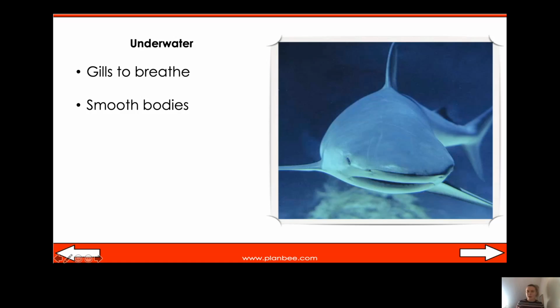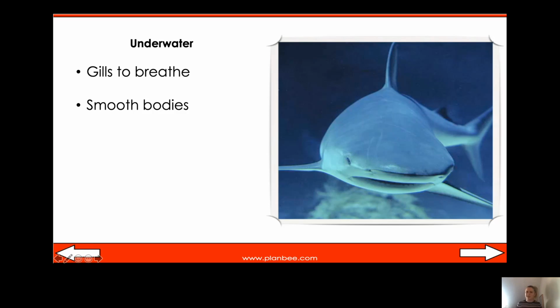Now, another way in which they have adapted to their habitat, which is underwater, is by having bodies that are very smooth. Now, why do you think it's important that they have smooth bodies? Well, it is important that they have smooth bodies so they can move easily in the water. Okay, so a shark has adapted to living underwater because it has gills to breathe in oxygen and it has a smooth body so it can move easily in the water. So we've had our polar bear with a thick coat to live in polar regions, and we've had our shark with gills and a smooth body to live underwater.